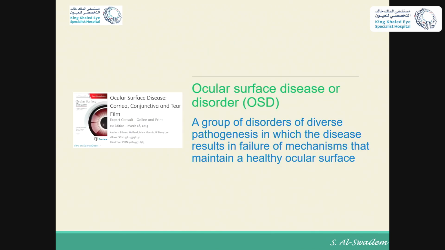And we have another terminology that we use also. We call it the ocular surface disease or ocular surface disorders, which is a group of disorders of diverse pathogenesis in which the disease results in the failure of mechanisms that maintain a healthy ocular surface. And this is one of the books that I really advise you to check if you want to know more about it. The list of these ocular surface diseases is very long.